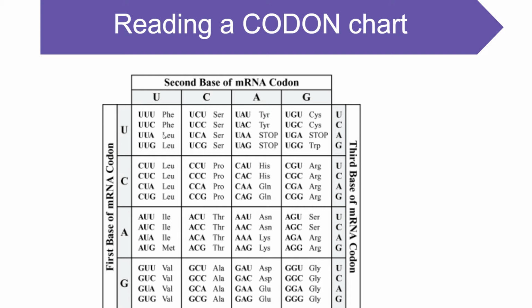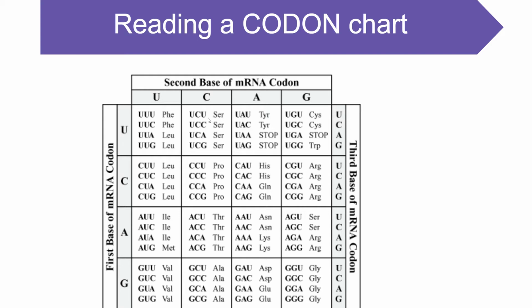So U limits me to the first row. C limits me to the second column. So U and C, that gives me this box here. And then the last one I said was A. So that's going to give me SER, serine.